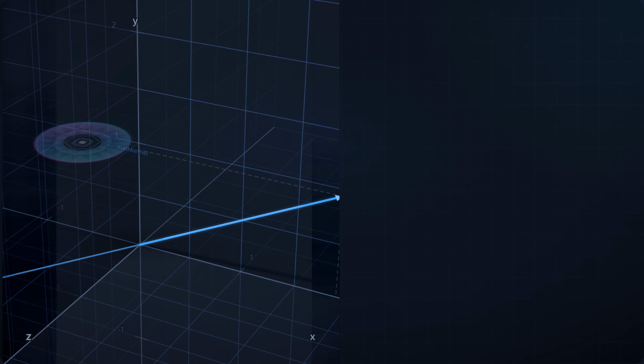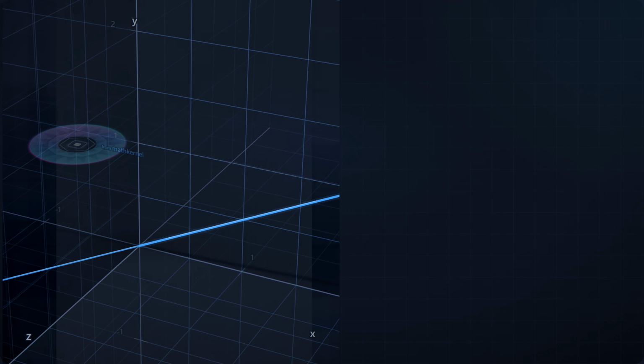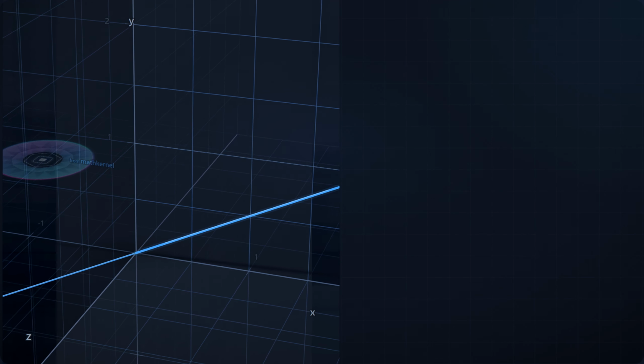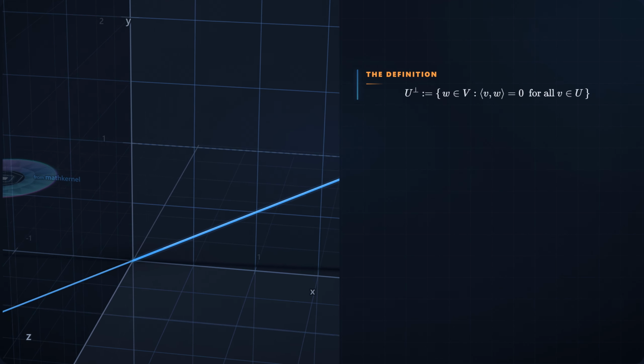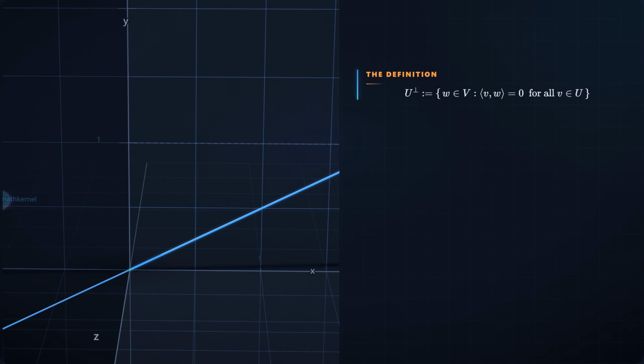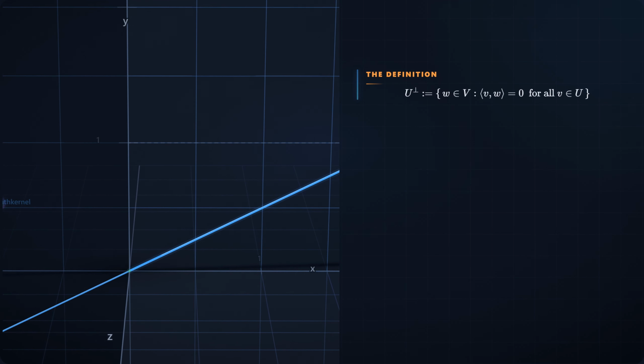Here's the object of the day. Fix a subspace U. Its orthogonal complement, written U perp, is the set of every vector in the whole space that is perpendicular to every vector of U at once. Not perpendicular to one vector, perpendicular to all of them simultaneously. So on the board, U is the blue line span of V, and U perp is that green line crossing it at a right angle?